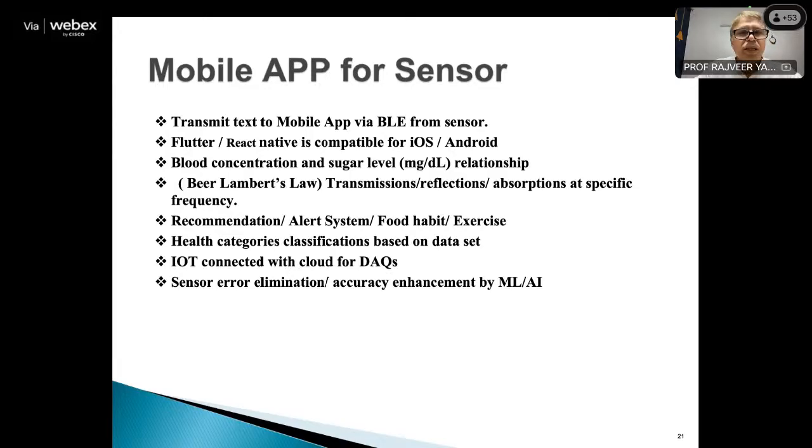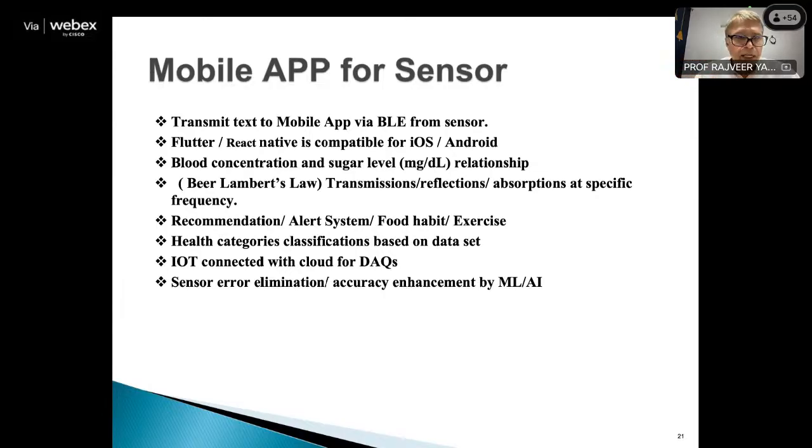Now, the role of a mobile app for the sensor. The mobile app will have the features to transmit text to the mobile app via Bluetooth from the sensor. Here, the libraries Flutter and React Native are compatible for iOS as well as Android. The blood concentration or sugar level in mg/dL relationship is purely based on Beer-Lambert law, which tells about the absorption.